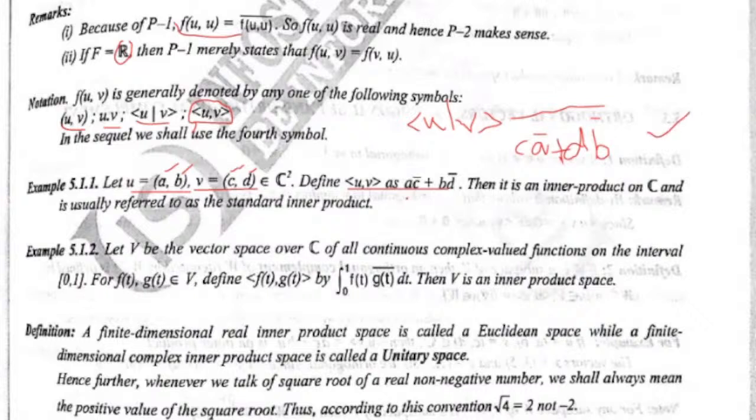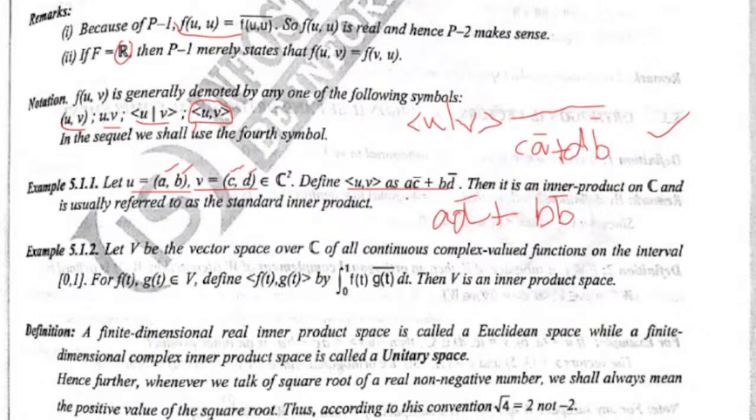Second property, f of u comma u, that is a, substituting u itself instead of v, so instead of v, a bar plus b b bar. a a bar is nothing but modulus of a squared plus modulus of b squared. Since it is a square term, it will always be greater than or equal to 0.